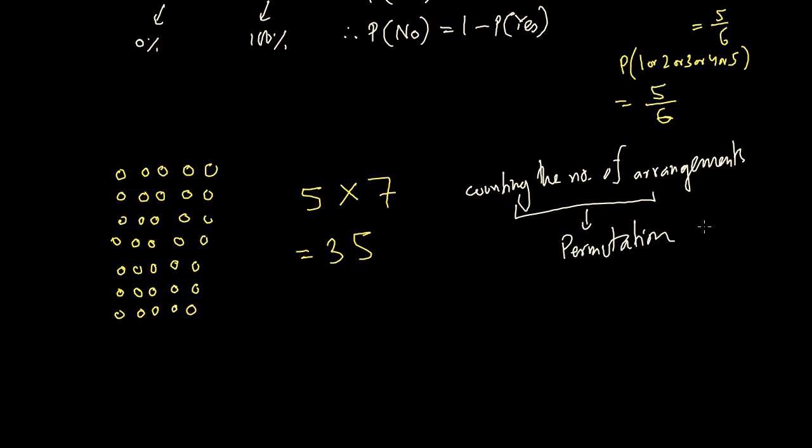Special type of counting. Here arrangements are important. That means AB is one arrangement, BA is another arrangement. So there are two different arrangements. So whenever we are talking about permutations, every single order is important. So in permutation, ordering is important.